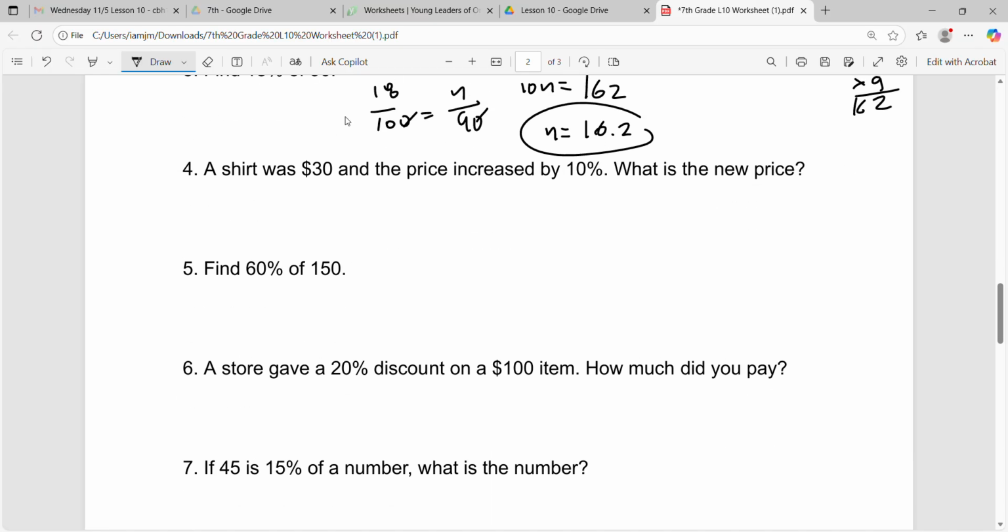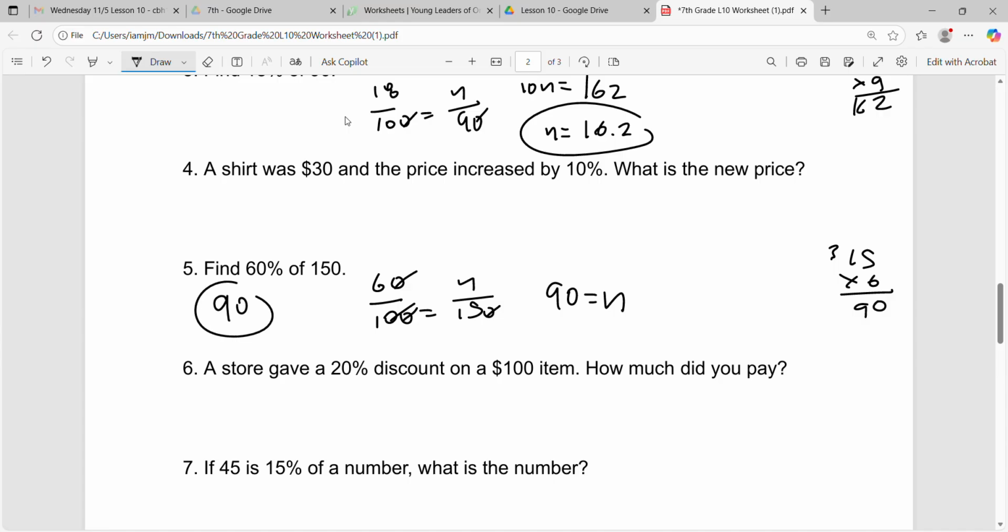Okay, number 5. 60% of 150. 60 out of 100 equals n over 150. Then simplify, simplify. 15 times 6 is 90. So 60% of 150 is 90.